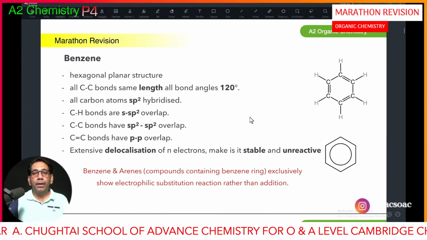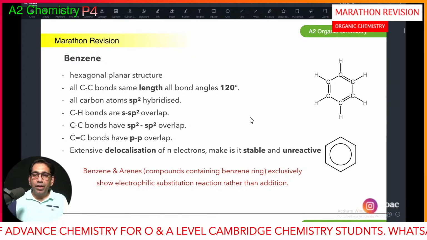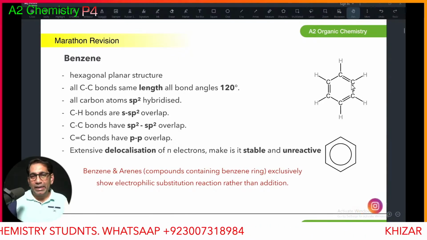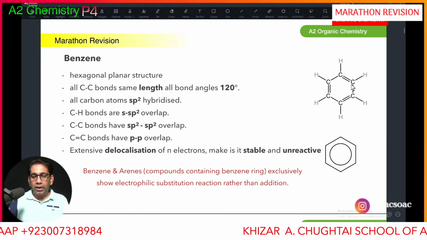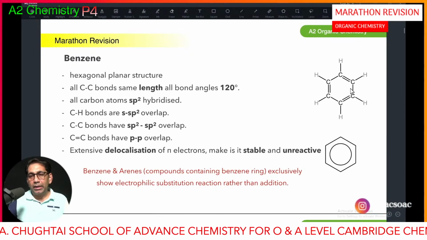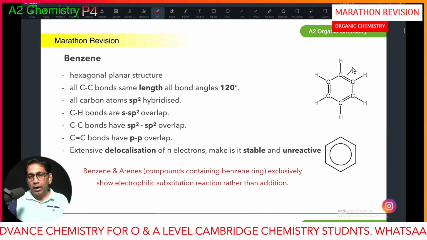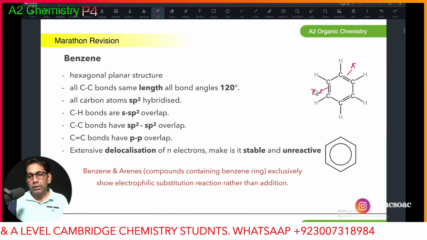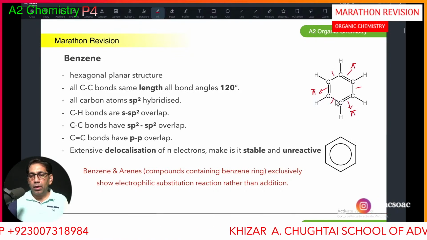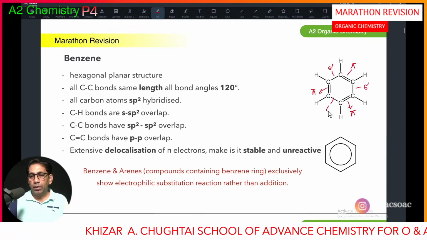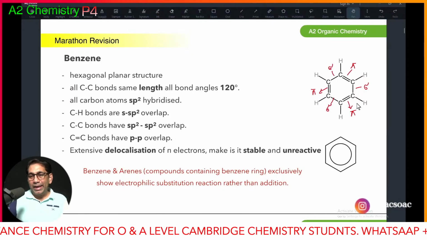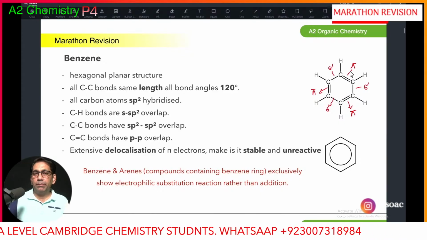Number one, this is the typical diagram of the benzene ring. In this structure, there are 3 double bonds and 3 single bonds. These double bonds are said to be pi bonds, and these 3 are called sigma bonds. So this benzene ring has 3 pi bonds and 3 sigma bonds.